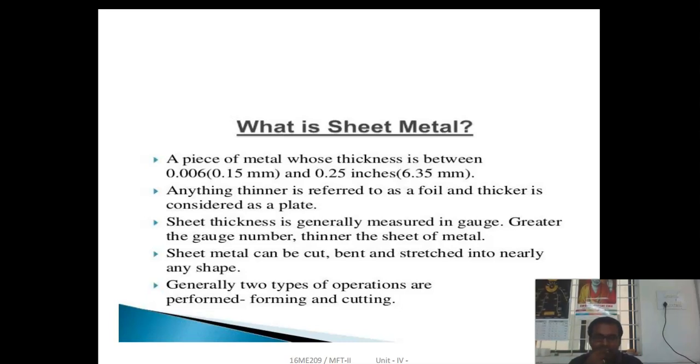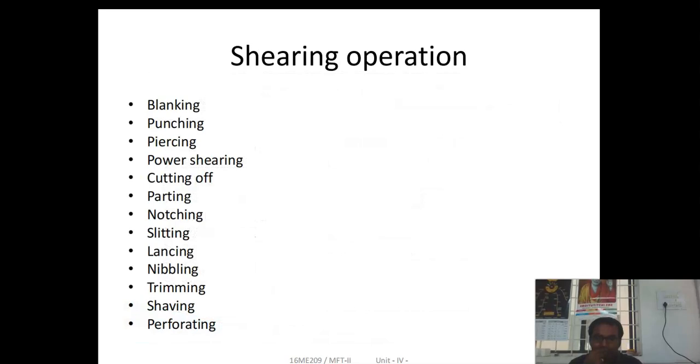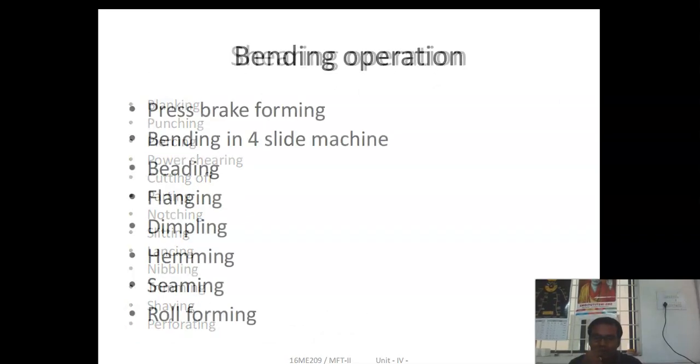Sheet metal can be cut, we can bend it, and we can stretch it into nearly any shape. Generally, two types of operations are performed: one is forming and the other one is cutting. These are the major operations performed on sheet metal. Some of them are bending, shearing, blanking, punching, trimming, parting, slitting, lancing, notching, perforating, nibbling, embossing, shaving, cut off, dinking, coining, deep drawing, stretch forming, roll forming, etc. These are some of the shearing operations.